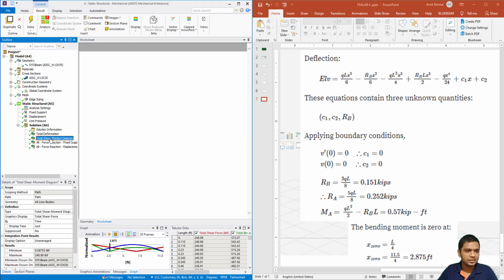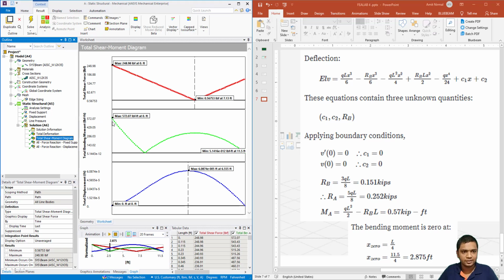So let's see the shear force and bending moment diagram here. Here also we are getting around 572 pound feet as the maximum bending moment at the A point, the fixed point, right? That also matches our analytical result, which we found by hand calculation. The bending moment is 0 at L by 4, so that also we can check.